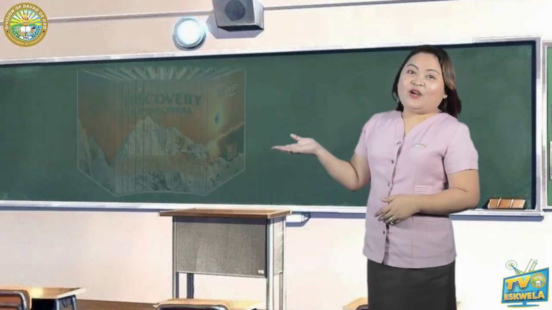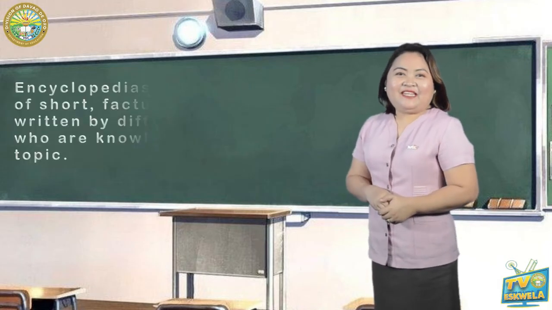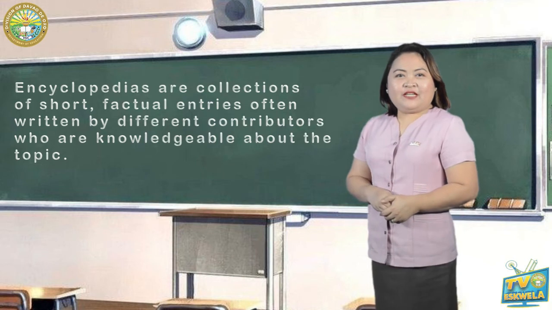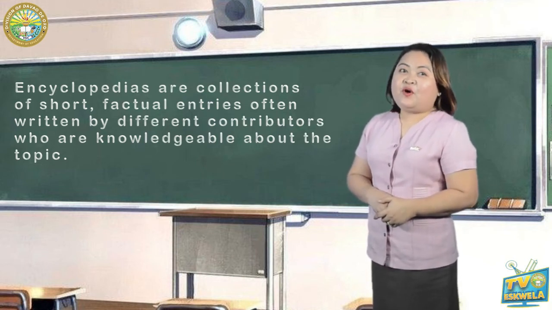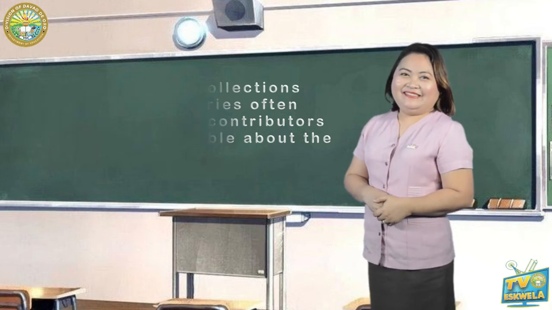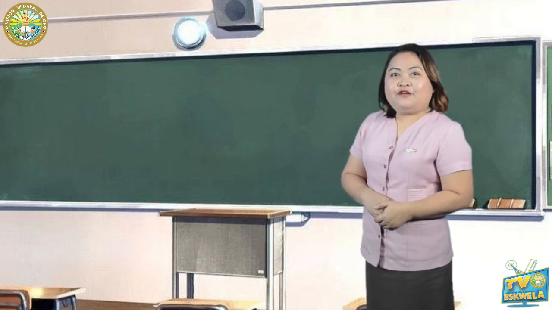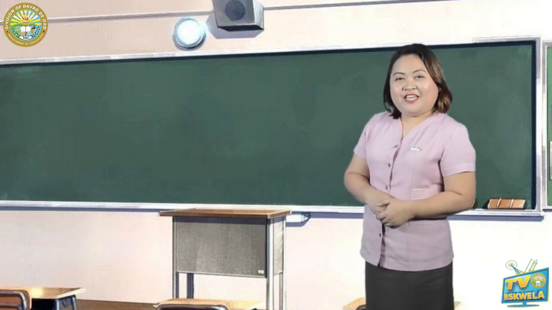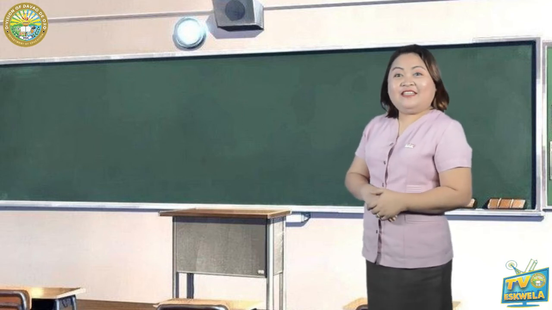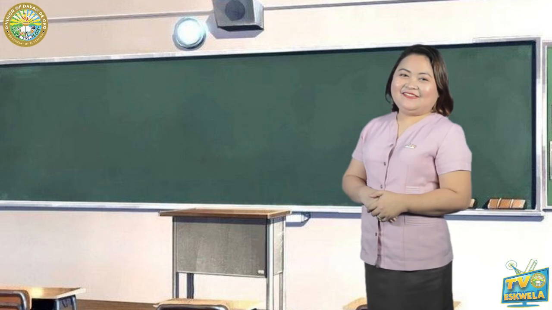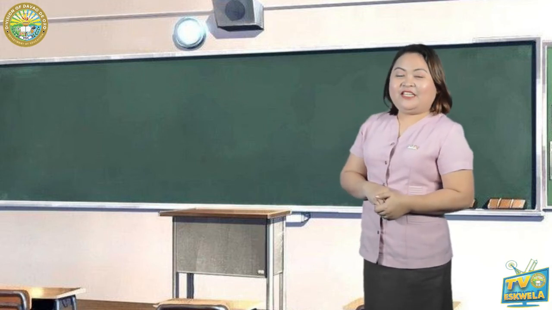Next on the list are the encyclopedias. Encyclopedias are collections of short, factual entries, often written by different contributors who are knowledgeable about the topic. You can use encyclopedias as your information sources if you are looking for background information on a particular topic. Where can you find encyclopedias? Yes! Encyclopedias are also available in libraries.